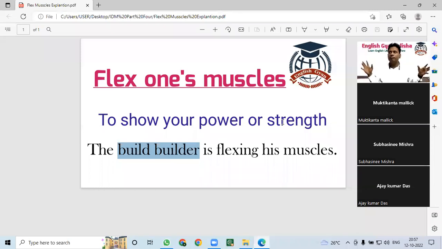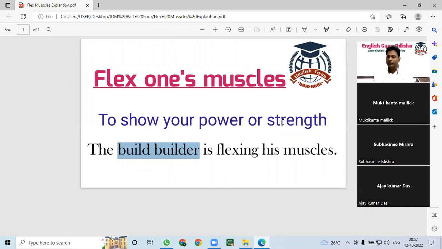And sometimes, whenever there is a political rally, all the political leaders put hands like this. What is this? This is also called show of power or strength. So they are flexing the muscles.